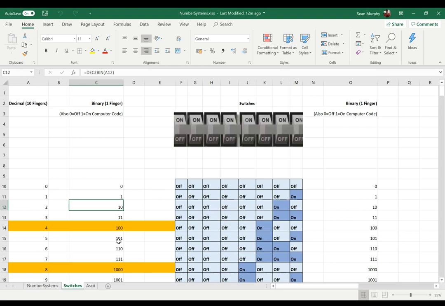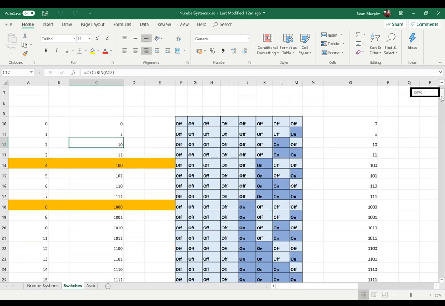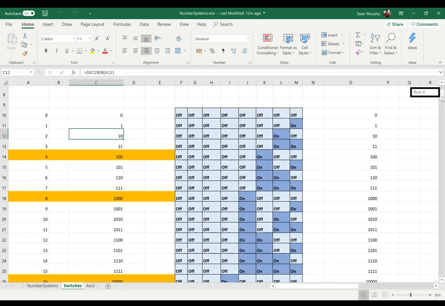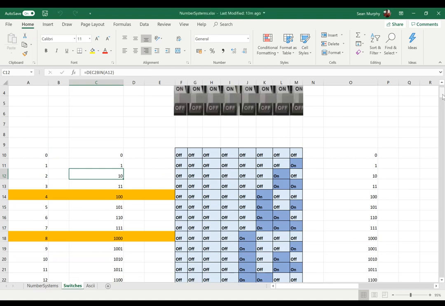And you can keep going down like that through all the numbers, counting up in binary, and it turns out that every binary number has a corresponding set of switches that are on or off. And that's basically how a computer works. It stores everything in switches that are on or off. And that could be the computer's memory or the computer's hard drive, or whatever it happens to be. So that's the system it uses.